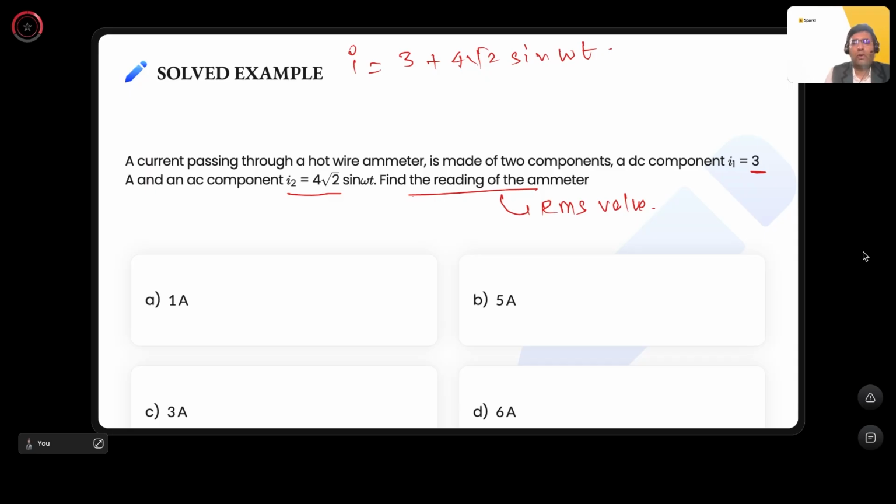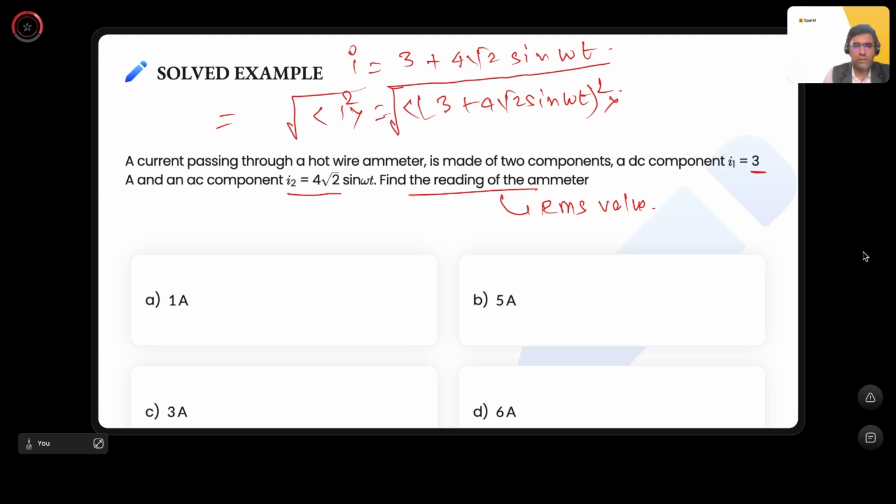Okay, now what you have to do for the RMS value is first square. So square: 3 plus 4 root 2 sine of omega t, whole square. Then you have to take the average, and take the under root. This will be the IRMS.